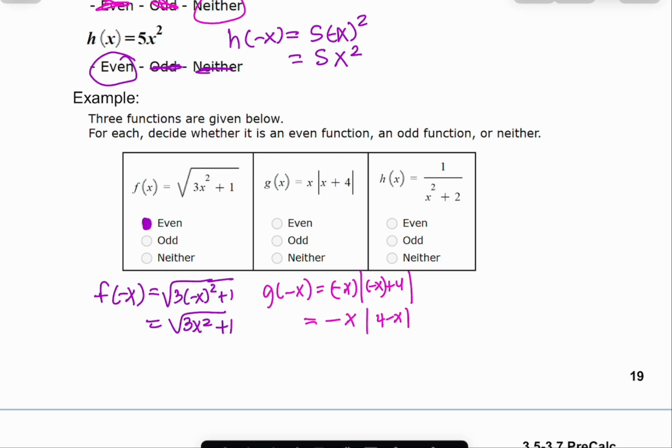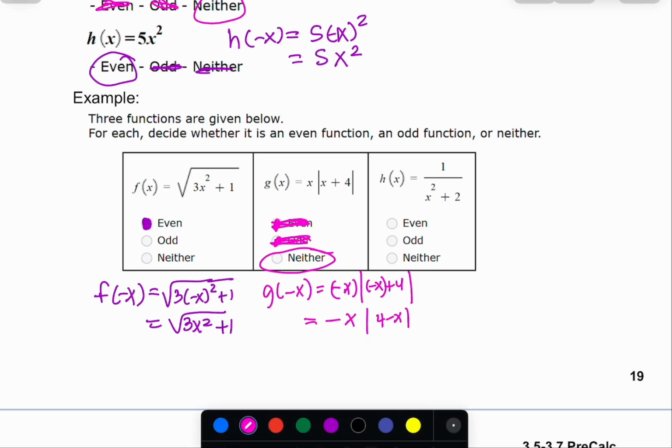Here's the thing. Because this piece changed, it almost looks like it should be an odd function. But this piece here, only part of it has changed. That 4 didn't get something that would change it. And so it's not even, it's not odd. Well, let's scratch this out. It is neither. Parts of it change, parts of it don't. It's neither of those things.